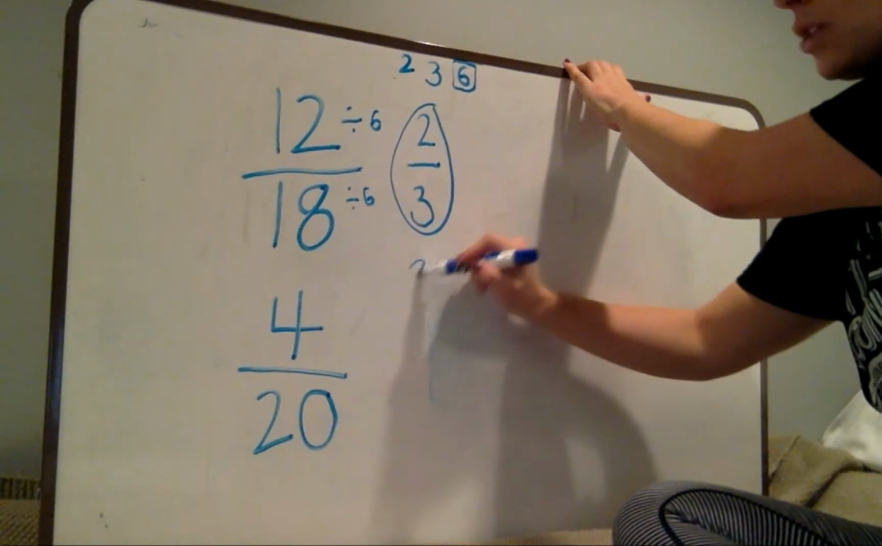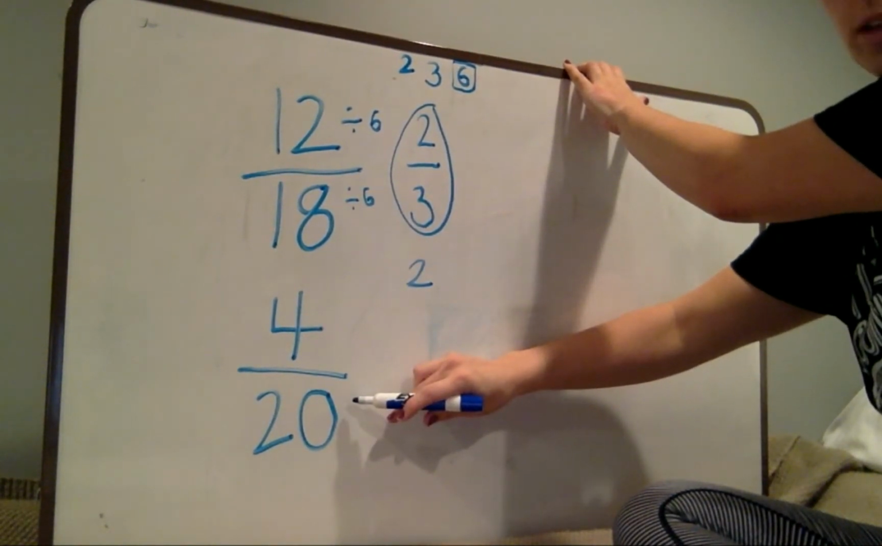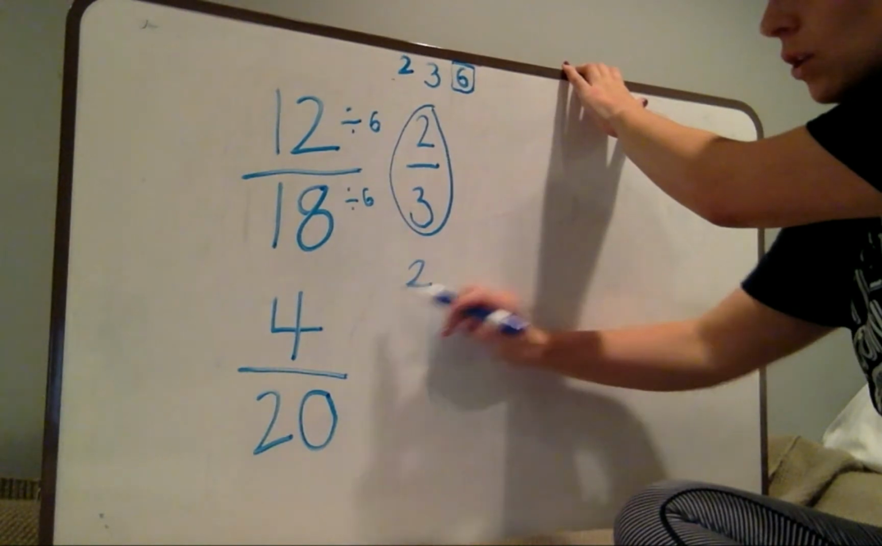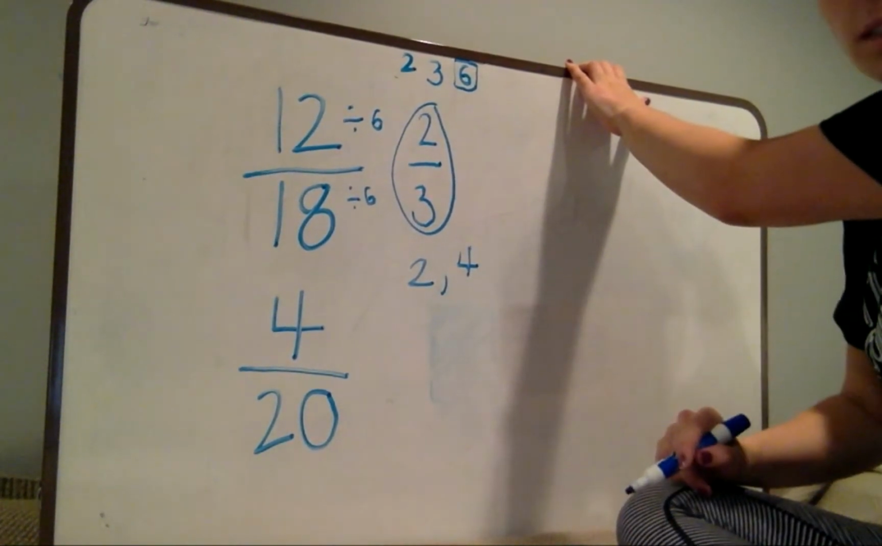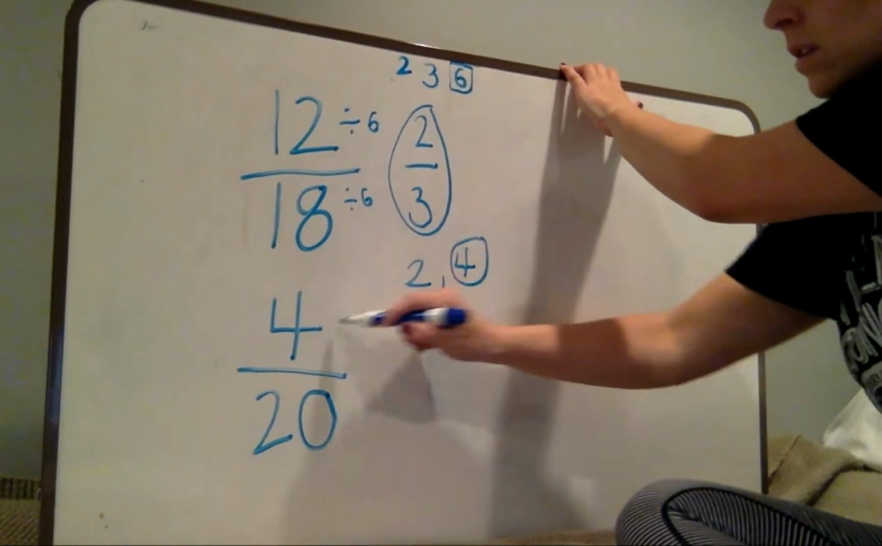4 is divisible by 2. 20 is also divisible by 2, but I think there's a greater common factor. 3, nope, that doesn't go in. 4 would work, so that's what I'm going to use.